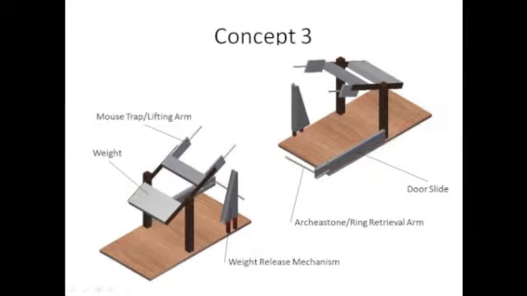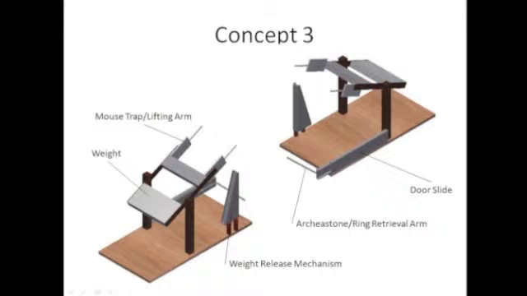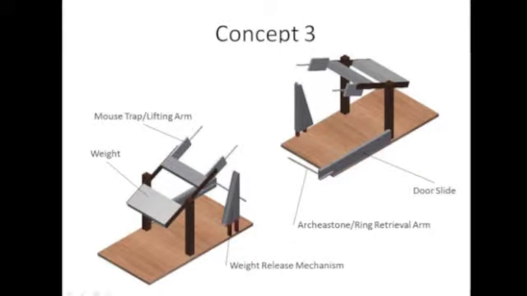Concept 3, similar to concept 1 and 2, a weight will drop, swinging open the gate release arms. Mouse traps will fling open so that we can get that extra distance to get under the gate. On the right, you can see a door slide that will release the archstone ring retrieve arm.